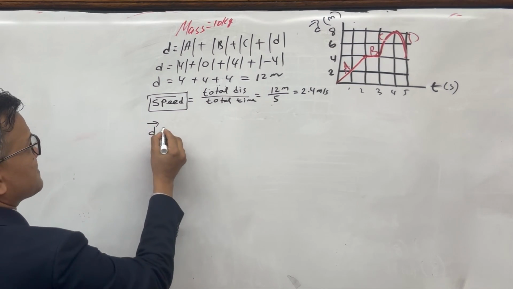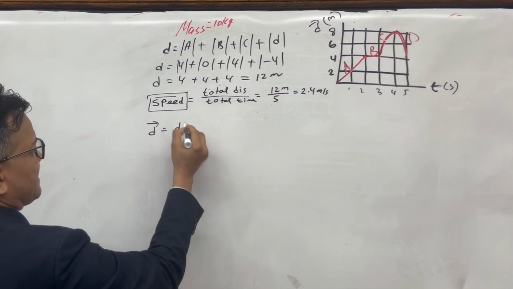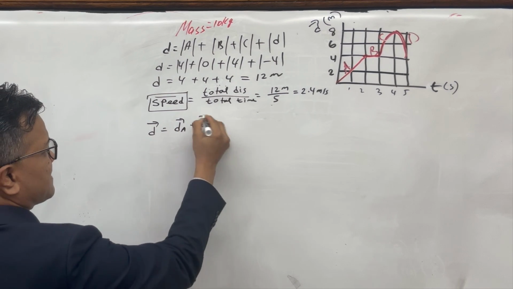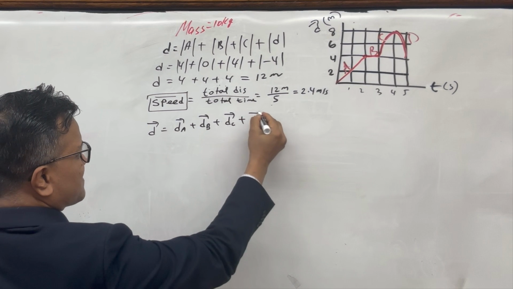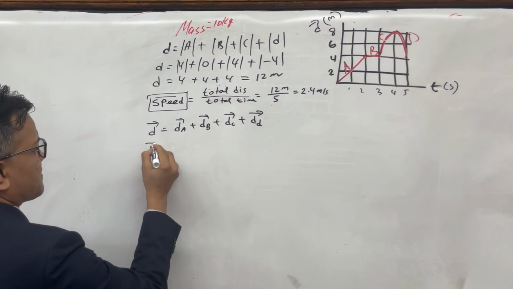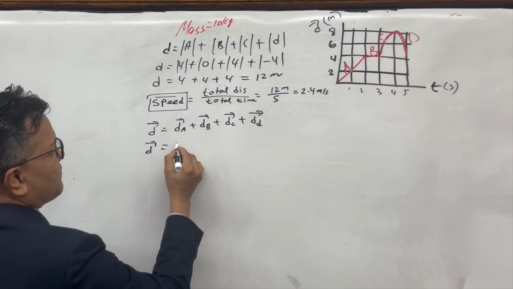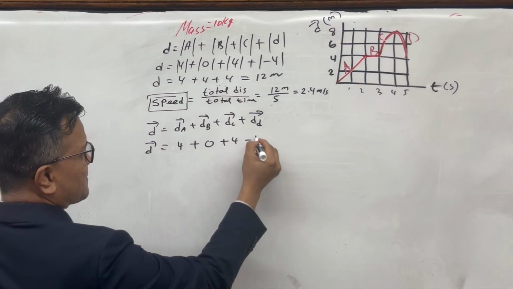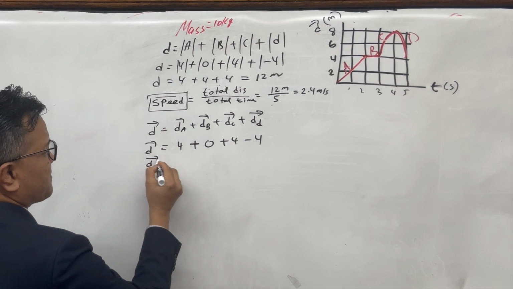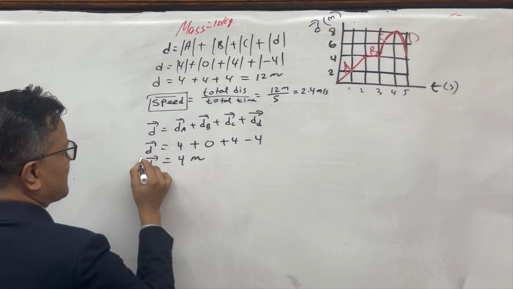So to find the displacement, dA plus dB plus dC plus dD, that's the total displacement. The total displacement would be how much? 4 plus 0 plus 4 minus 4. So the total displacement would be 4 meters. Okay.